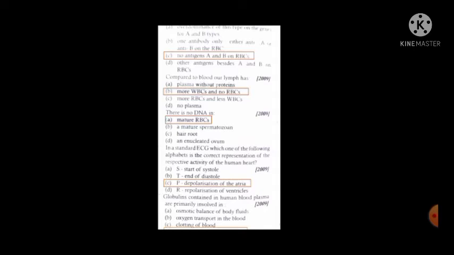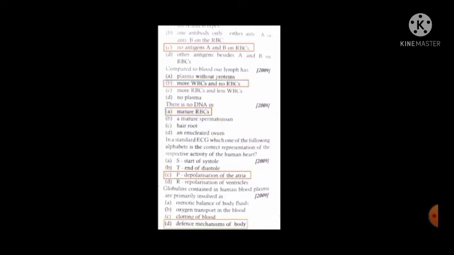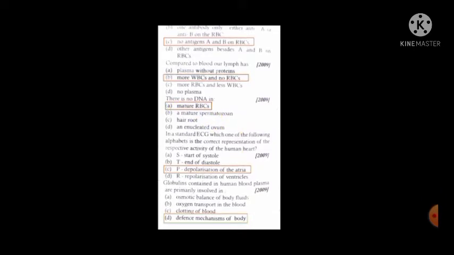There is no DNA in mature RBCs, as we know. In a standard ECG, which one of the following alphabets is a correct representation of the respective activity of the human heart? P represents depolarization of the atria. This is a right statement.